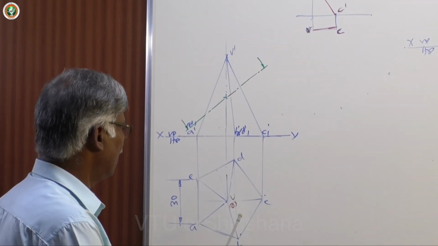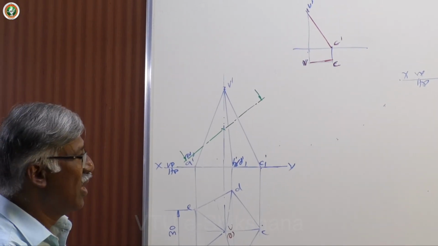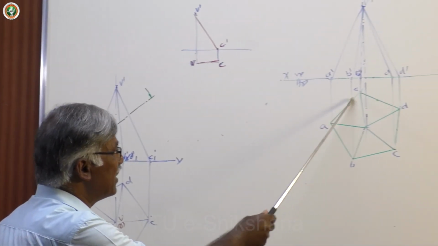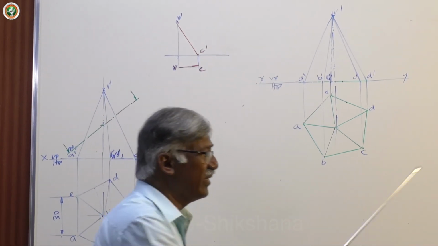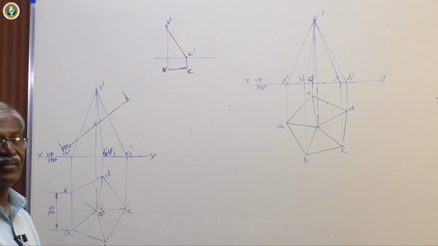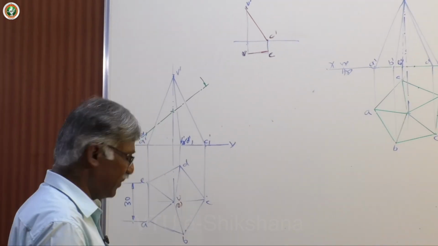One is the pentagon with one base edge perpendicular to VP, and one base edge inclined at 45 degrees to VP, and one more is the typical problem on a hexagonal pyramid. Now let us observe this particular figure.